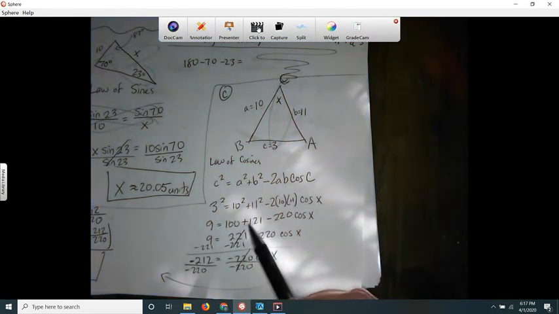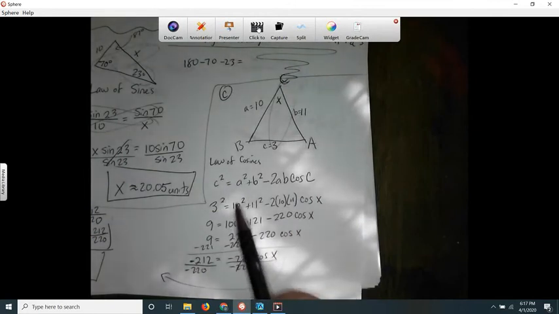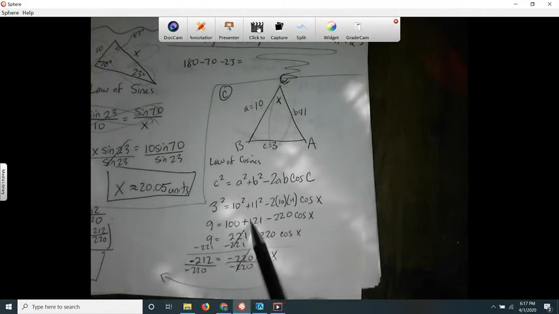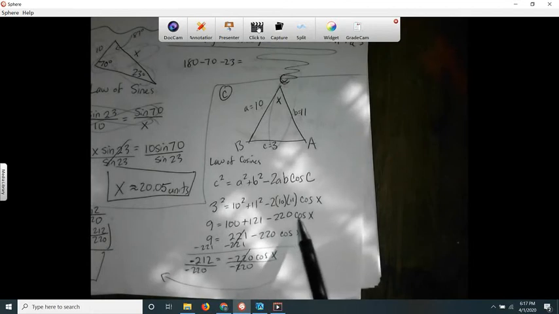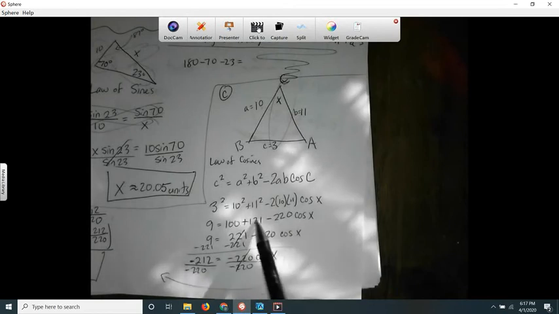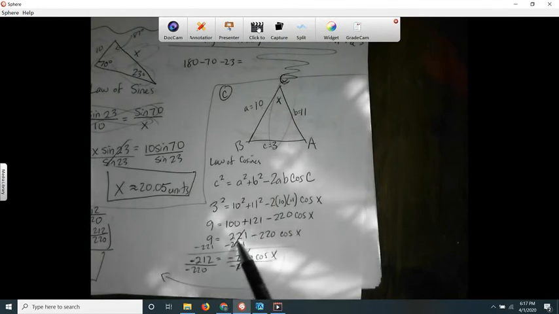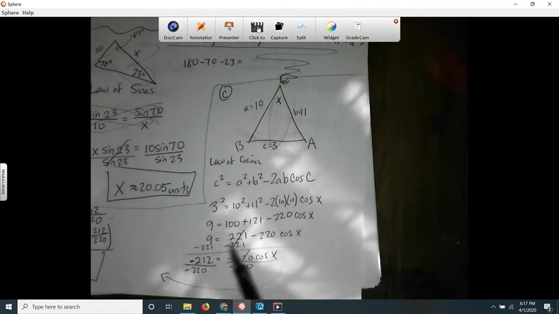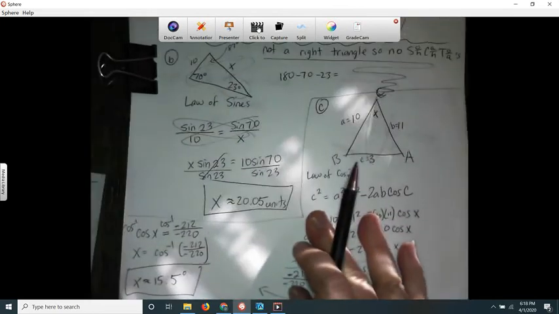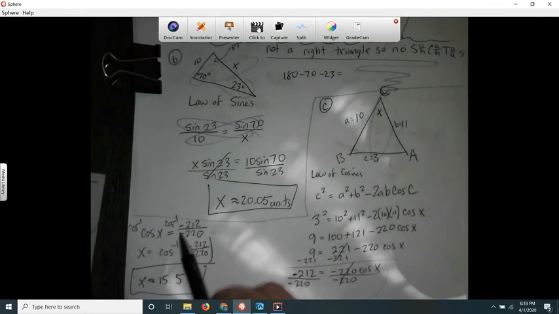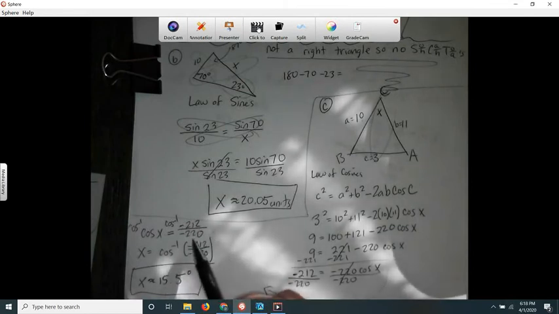And then I'm very careful with my order of operations here because I always see people want to add this, and you can't add this in because of the order of operations, because it's multiplying against the cosine of x. So you can add these two together. So I got that. And then I subtracted that from both sides. And I got that. And then I divided both sides by negative 220. And I ran out of room, and I came over here and I said, cosine of x equals negative 212 over negative 220.